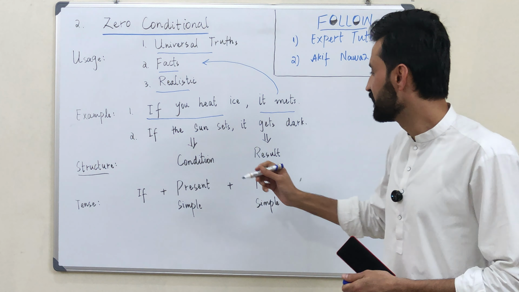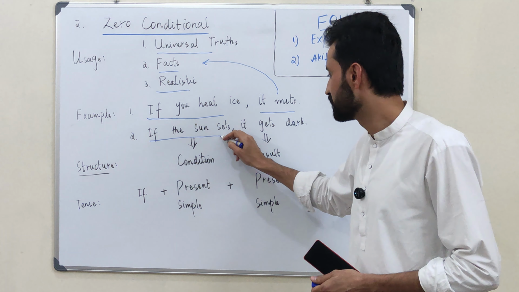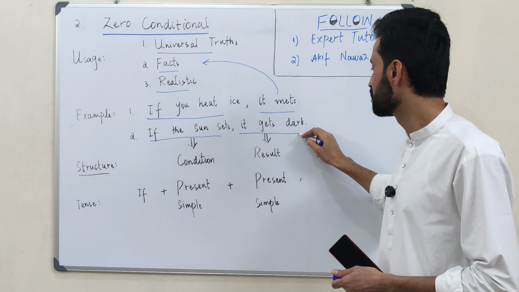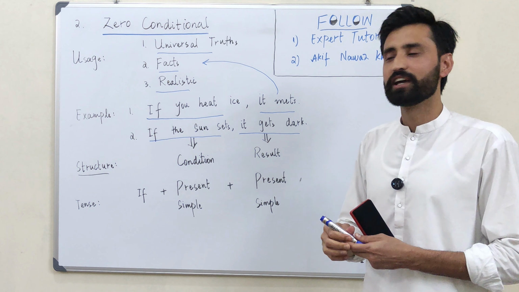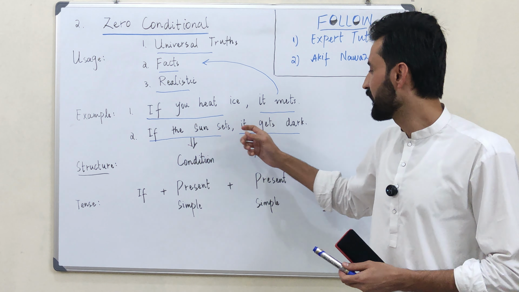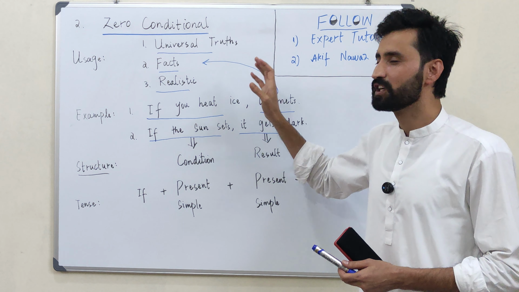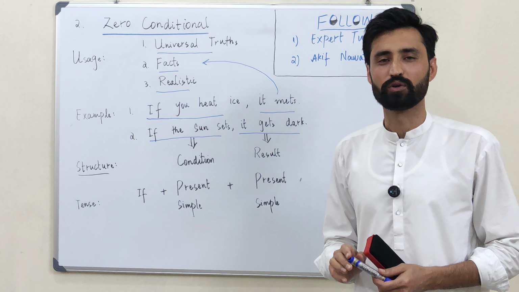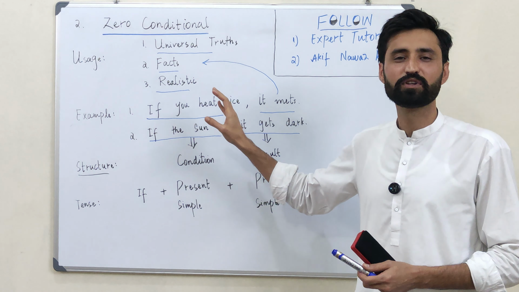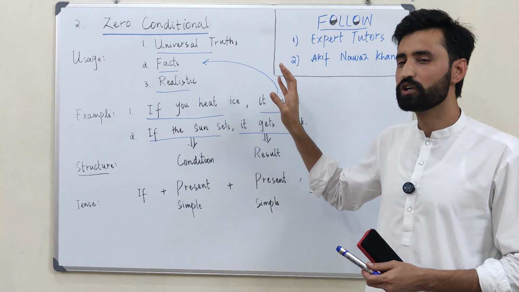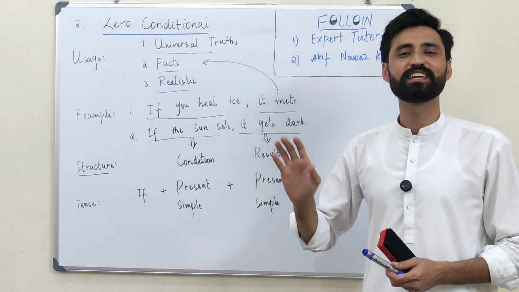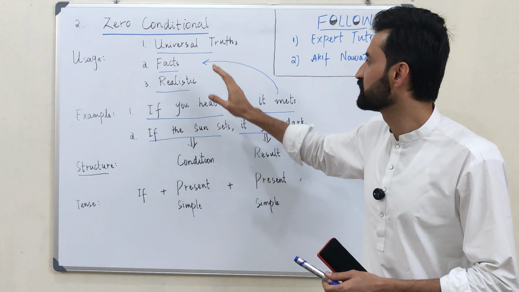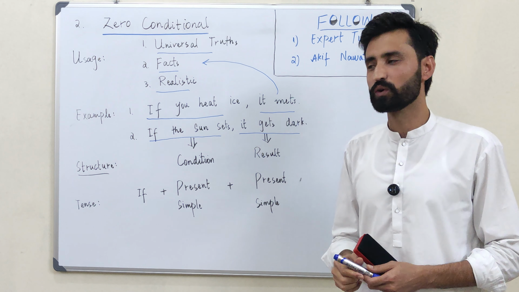The second example is, if the sun sets, it gets dark. Again, here we have the if clause and the main clause. So this is also a universal truth. So from the examples we got the idea that universal truths, facts, and things that are realistic in nature are discussed under the term zero conditionals.